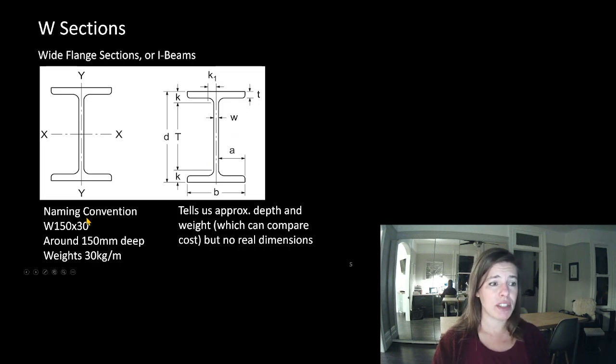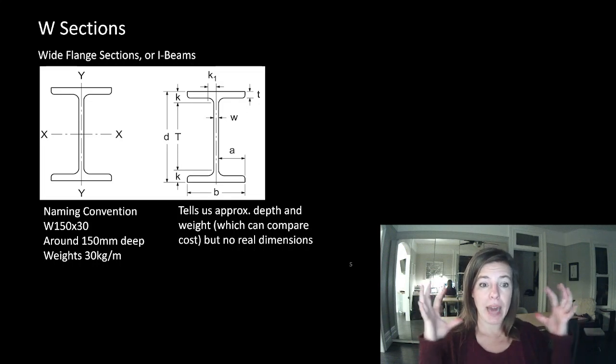So the naming convention. For example, if this was a W150 by 30, here's what that name tells us. The W is telling us it's a W section, or a wide flange section that looks like this. The 150 tells us it's around 150 millimeters deep, not exactly 150 millimeters deep. It's pretty darn close, but there is a varying range of depths in the 150W category.